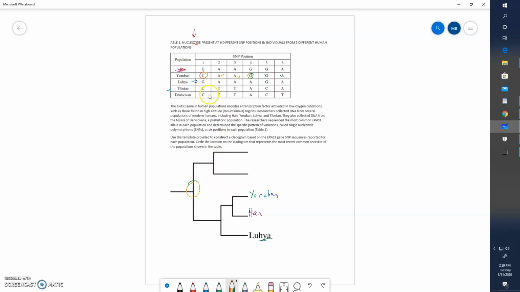And now go to the other two, and you can compare these, right? C, T, T, A, C, and then there's one difference there. So either order is fine. Maybe I misspelled it. Tibetan, and then Denisovian. All right. Hopefully that helped. I'll see if I can get the other ones up here.